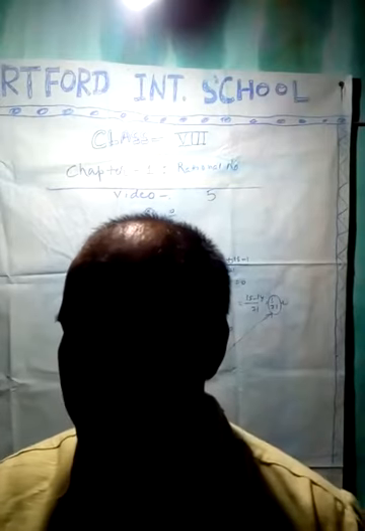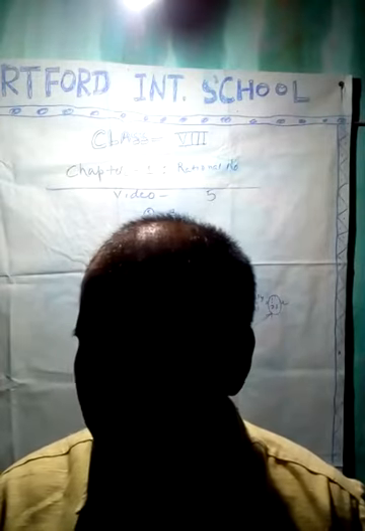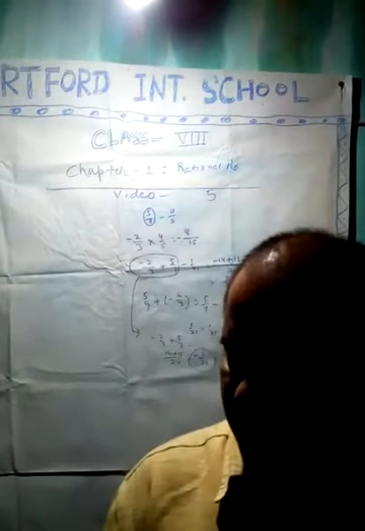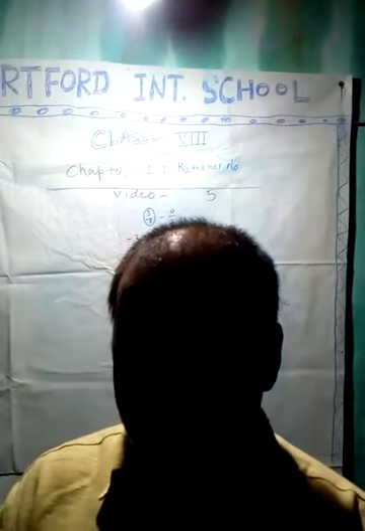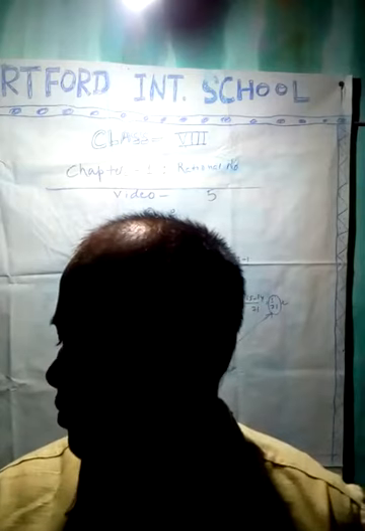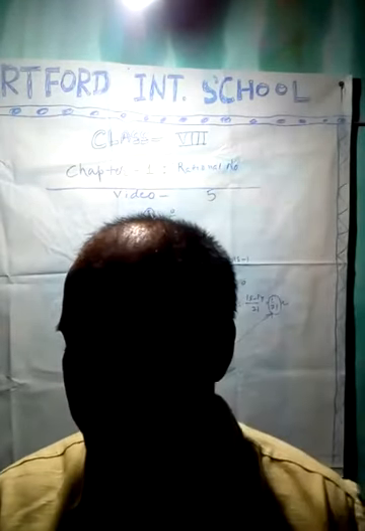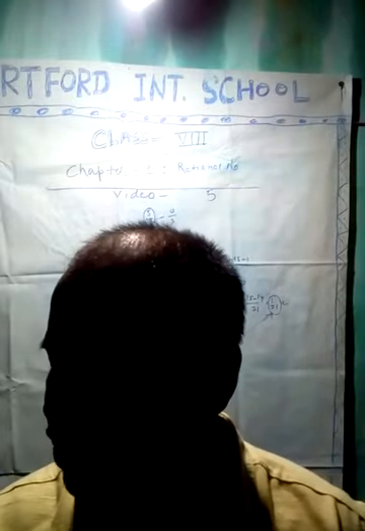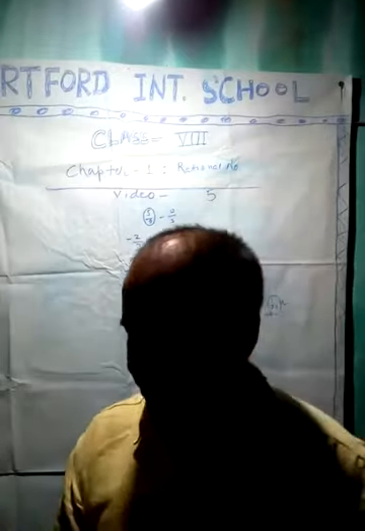Subtraction. You already know that subtraction is not associative for integers. Then what about rational numbers? Minus 2 by 3 minus (minus 4 by 5 minus 1 by 2) is not equal to (minus 2 by 3 minus minus 4 by 5) minus 1 by 2. Check for yourself. Subtraction is not associative for rational numbers.